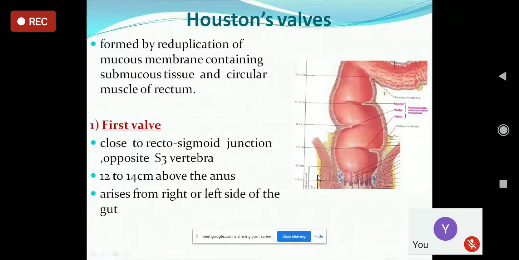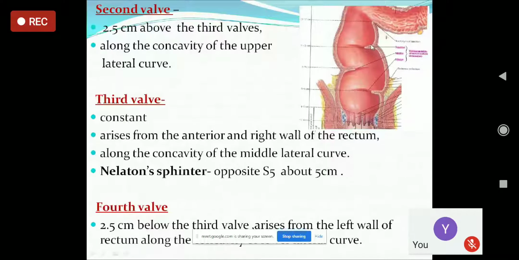Okay. Now we'll talk about the second valve. The second valve is 2.5 centimeter above the third valve. The third valve is the constant valve, and this is the third valve. This is the second valve. This second valve is 2.5 centimeter above the third valve. It lies on the upper convexity of the lateral curve. So this is the second valve.